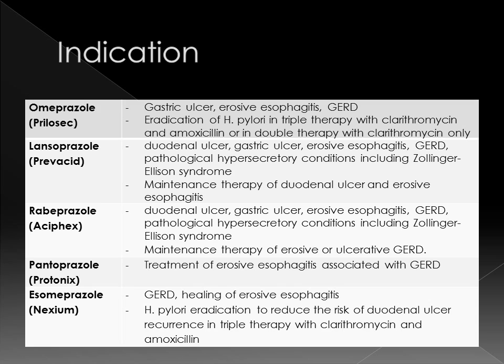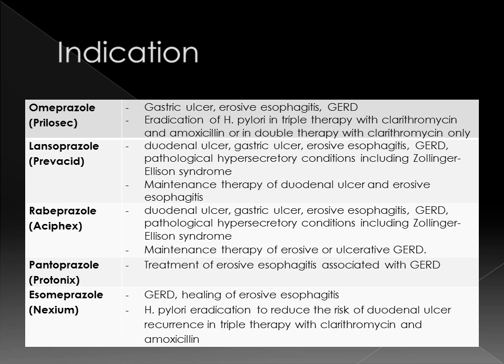Omeprazole is used for gastric ulcers, erosive esophagitis, and GERD. It is also used for the triple therapy for H. pylori eradication. Lansoprazole is also used for duodenal ulcers, gastric ulcers, and for the treatment of Zollinger-Ellison syndrome.